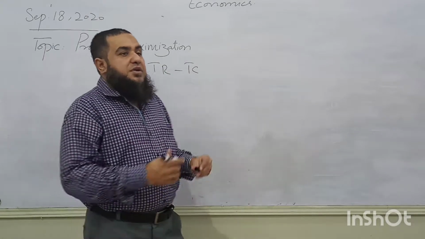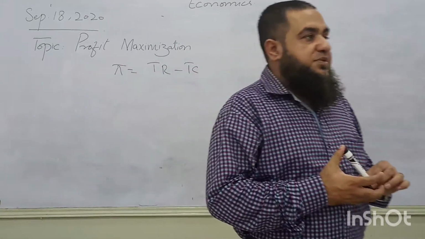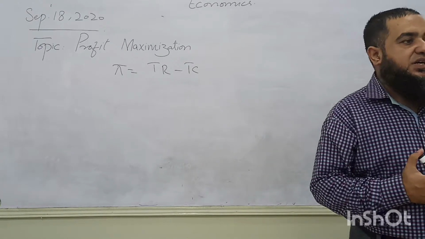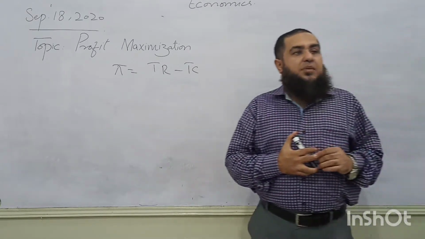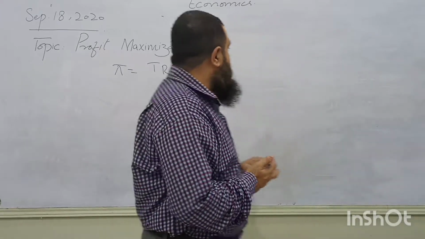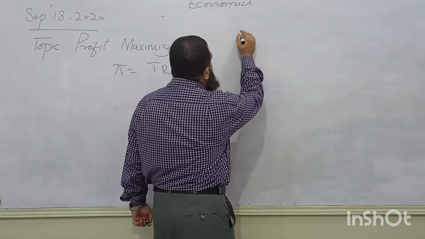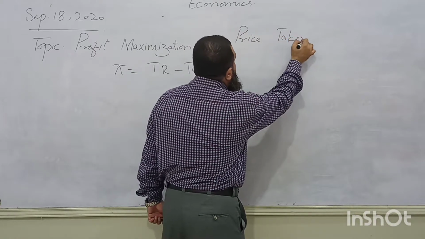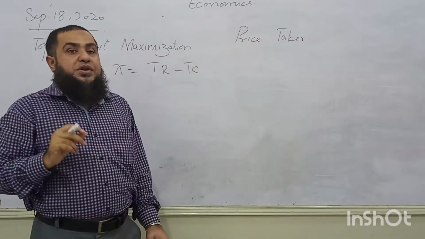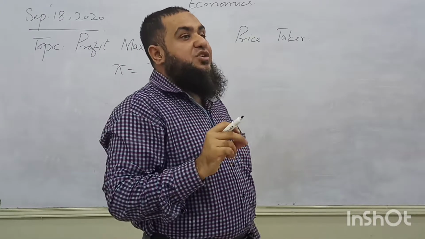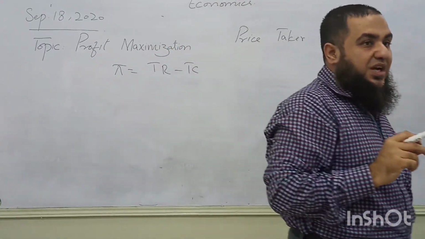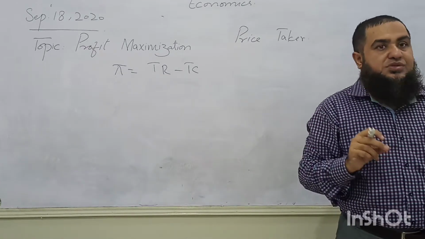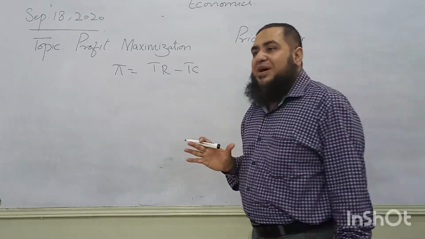Now we have covered revenue in the form of two types of firms. One is the price setter and another is called a price taker. So first of all, we take a price taker firm. What level of output will it decide to produce? It says what level of output a firm will decide to produce in order to maximize its profit.